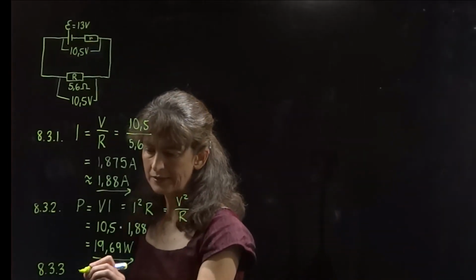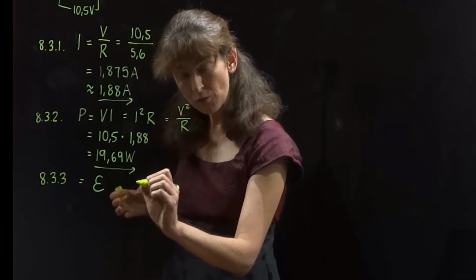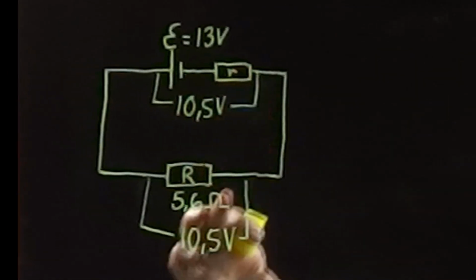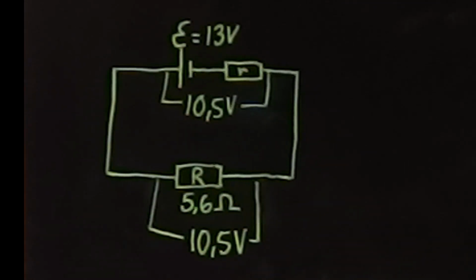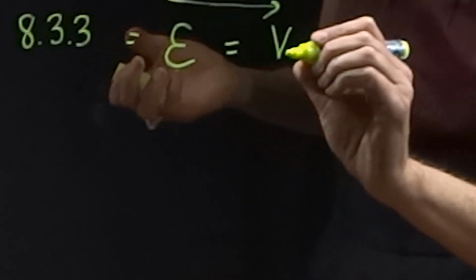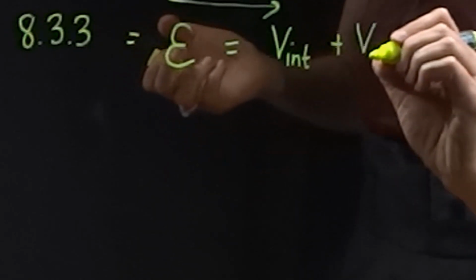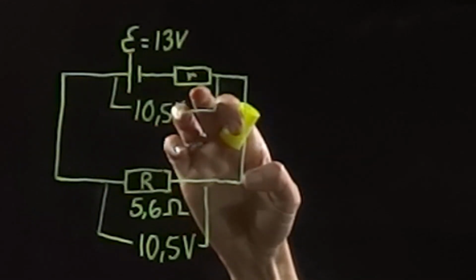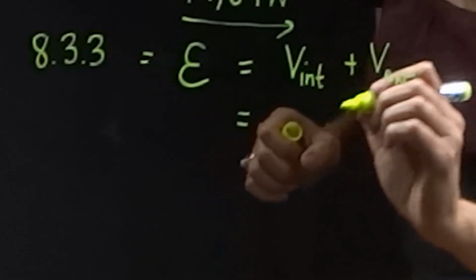Now, we know that the EMF that the battery gives is distributed between the two resistors in the circuit, that one and that one: the internal resistance and the external resistance. So the EMF is equal to the voltage taken by the internal resistance plus the voltage taken by the external resistance. Now remember, we are trying to find little r. We don't yet have little r in there, so we need to add some information.